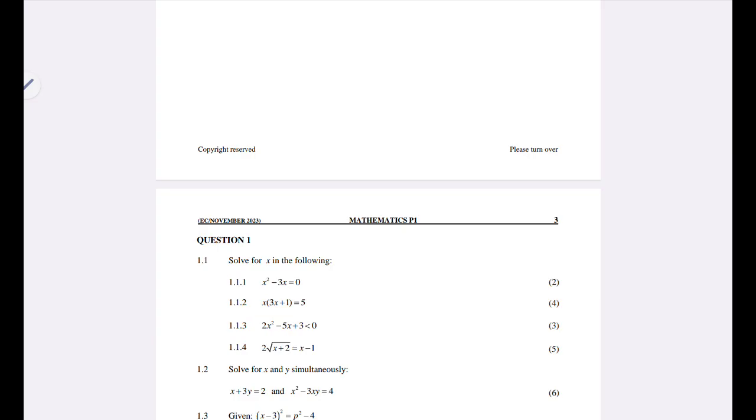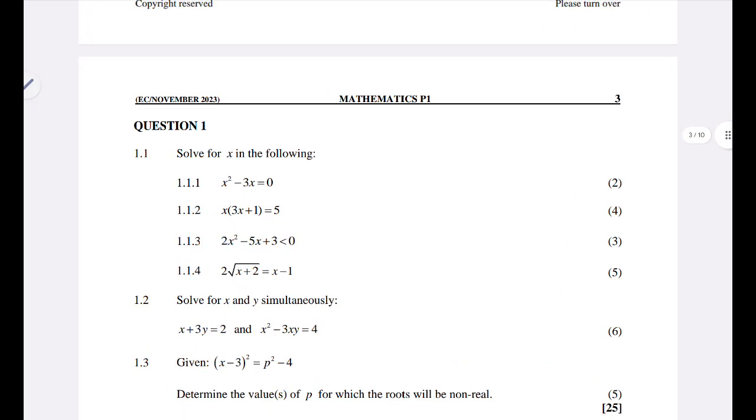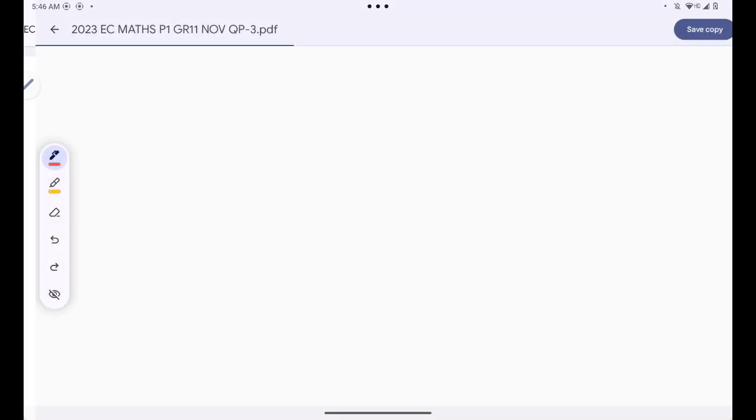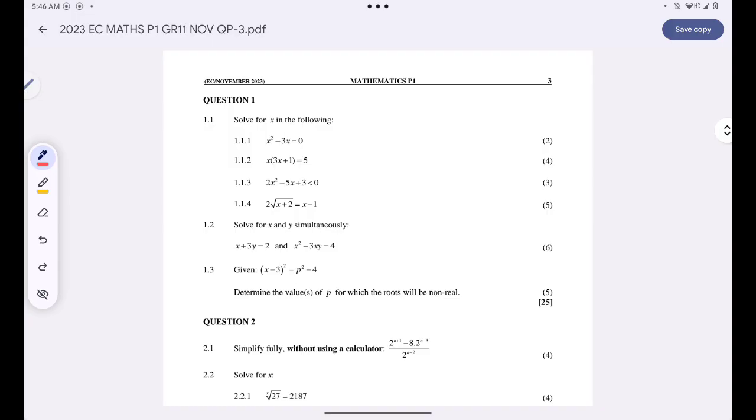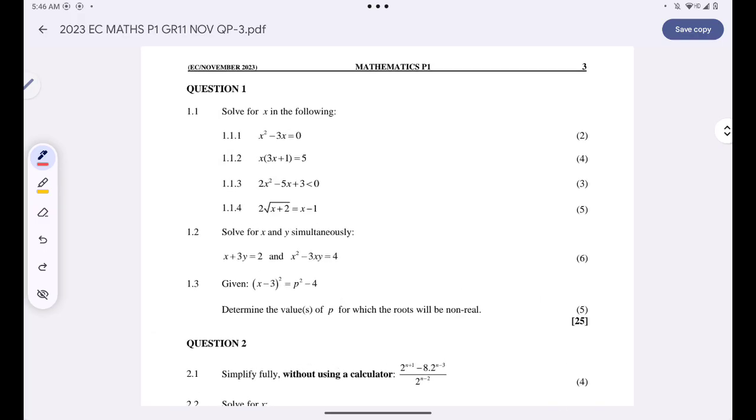Just stay with me right now as I'm going to answer question 1. Question 1, I'm supposed to solve x, right? 1.1.1, I'm given an equation which is already in standard form, so I don't have to worry about anything. All I need to do here is to just factorize. Are we together?